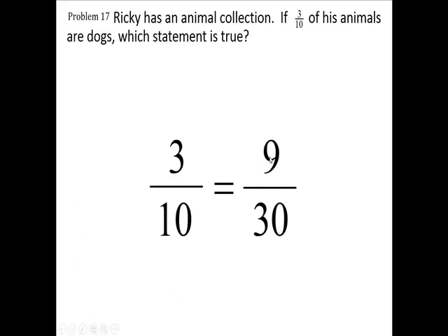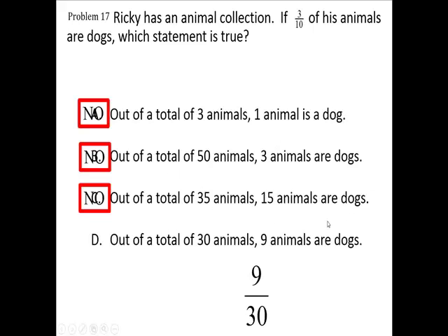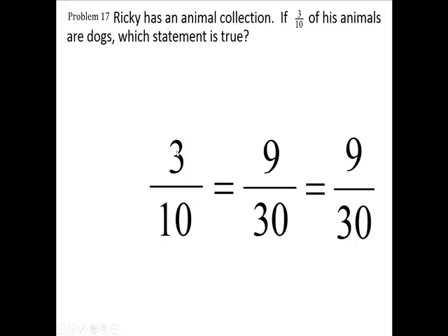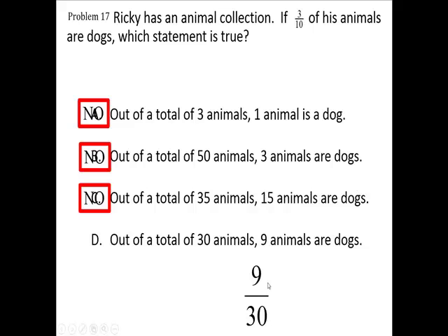So we're putting 9 here, and that's the same fraction we have here, isn't it? So 3/10 is the same thing as 9 over 30, and this is the one that works. This is the only one that works. We're going to answer D for my answer.